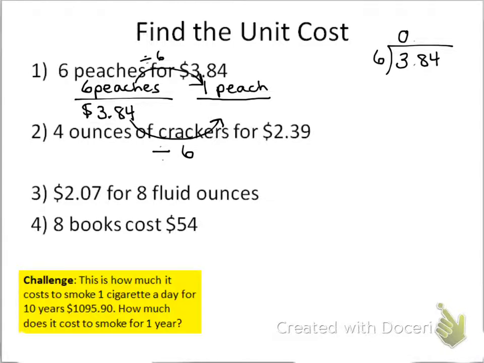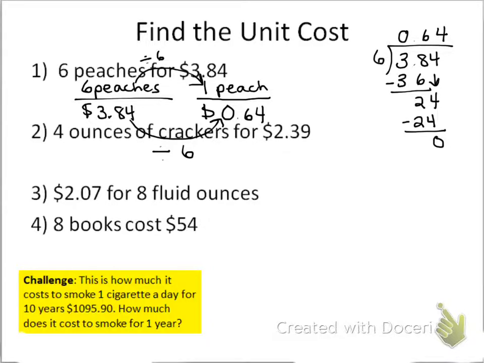Can 6 go into 38? Yes, it can. 6 can go into 38 6 times, and 6 times 6 is 36. 38 minus 36 is 2. I bring down that 4. Can 6 go into 24? Yes, it can. 4 times, and 4 times 6 is 24. 24 minus 24 is 0. So what this means is that one peach would cost $0.64.